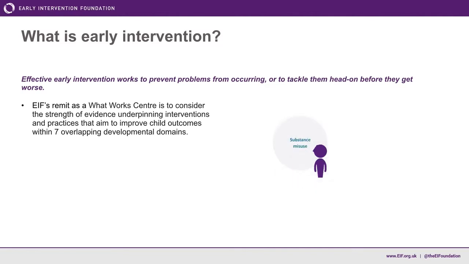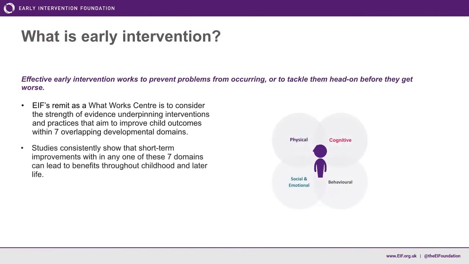We are also interested in interventions that aim to reduce children's involvement in drugs and alcohol, their engagement in risky sexual behavior, and interventions that aim to reduce child maltreatment. While these are clearly not the only important child outcomes, they are most frequently associated with public health benefits during childhood and adulthood. Studies consistently show that short-term improvements within any one of these 7 domains can lead to benefits throughout childhood and later life.